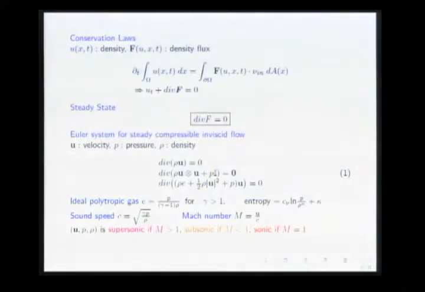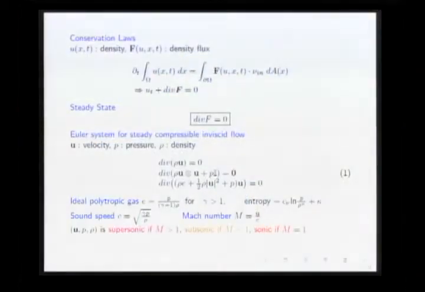Okay, so here we start off with conservation laws. U is density and F represents density flux. We'll be looking at steady state solutions, so we drop the time component and look at divergence of F equal to 0. We'll focus on the Euler system for steady compressible flows. Here U is the velocity, P is the pressure, rho is density. The first equation comes from the conservation of mass, the second from the conservation of momentum, and the third from energy. E is the internal energy.